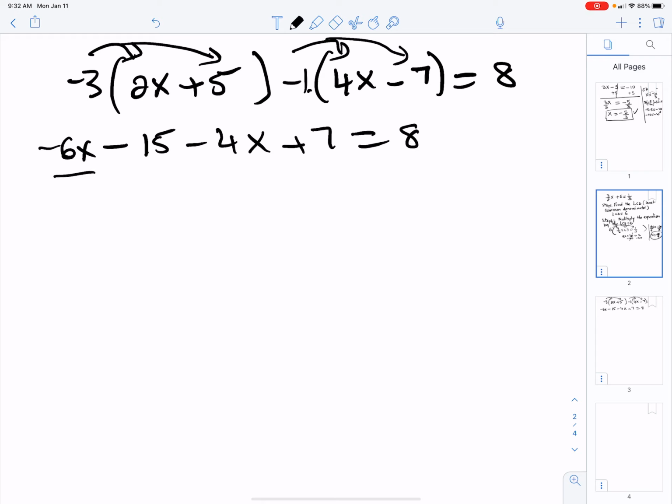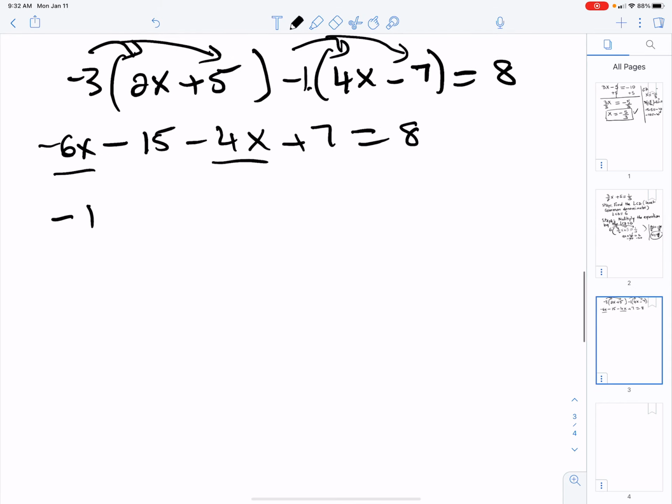And now we can combine like terms here. Negative 6x minus 4x will give us negative 10x, right? And negative 15 plus 7 is negative 8 equals 8, right? So now we need to move the negative 8, by adding 8 on both sides.